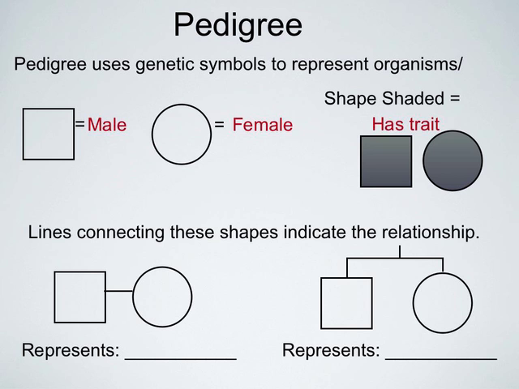We connect these shapes in various ways to illustrate the relationships in a family. What would you guess this means? Married. Yeah, that they are married, or it could be that they had children together regardless of marriage. What about this? That they're siblings. Yeah, in this case, brother and sister.